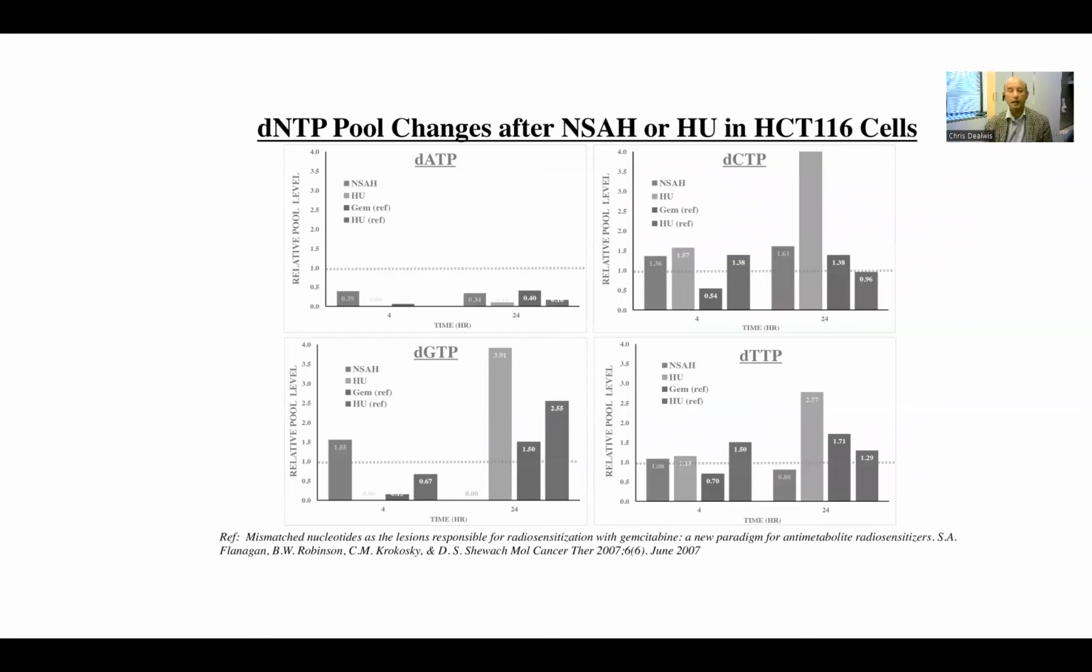Okay, now another way we confirm that it is hitting the target in the cells is we can measure the nucleotide triphosphate levels, the 4 nucleotide triphosphates. And if it is hitting RNR, then it should deplete the deoxypurine pools, dATP and dGTP. And we also do control experiments with typical RNR inhibitors, hydroxyurea, as well as gemcitabine. And the trend appears to be very similar. It is depleting the dGTP and dATP pools. So we are fairly confident that NSAH at the cellular level is an RNR inhibitor.